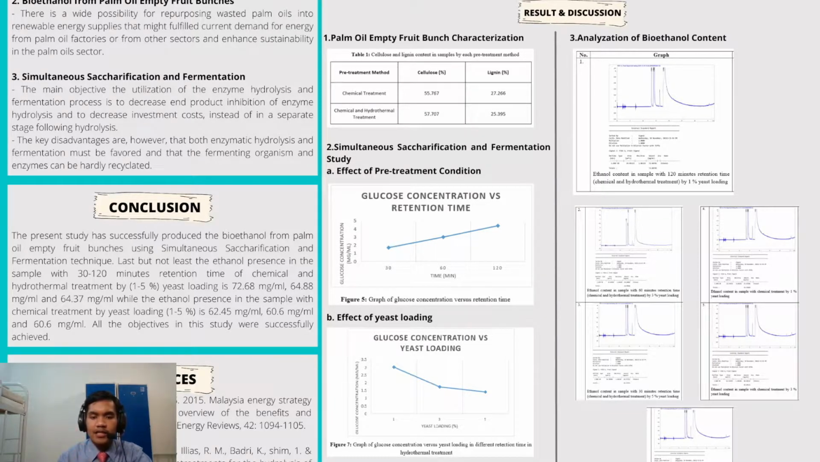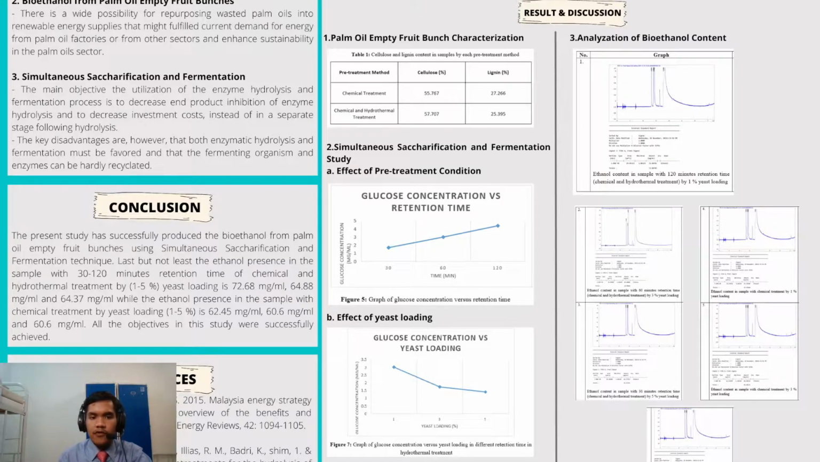The higher percentage of cellulose in samples treated both chemically and hydrothermally was due to the hydrothermal treatment itself. Solubilization increased as pre-treatment conditions worsened in general. More severe hydrothermal treatment conditions resulted in increased solubilization of the cellulose fraction. Table 1 shows the cellulose and lignin content in samples by each pre-treatment method.